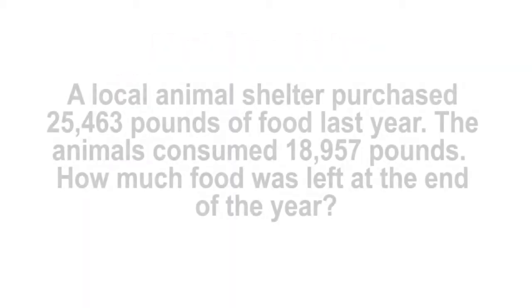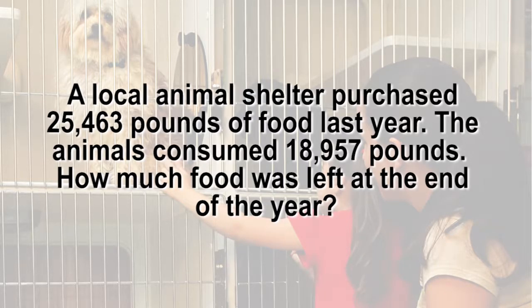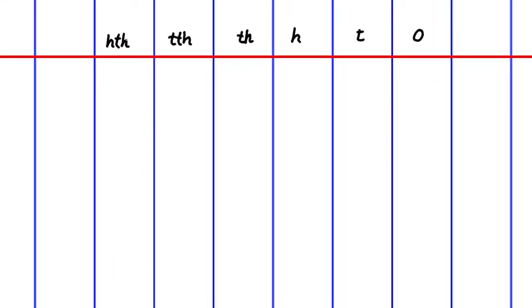Let's try to solve the problem. A local animal shelter purchased 25,463 pounds of food last year. The animals consumed 18,957 pounds. How much food was left at the end of the year? A helpful idea is to use a piece of line paper turned on its side to make sure the digits are kept in the right place.